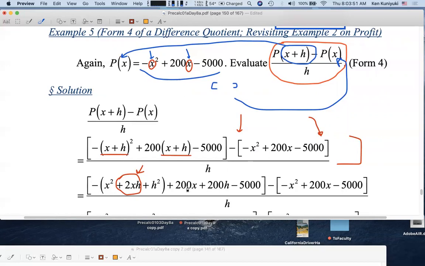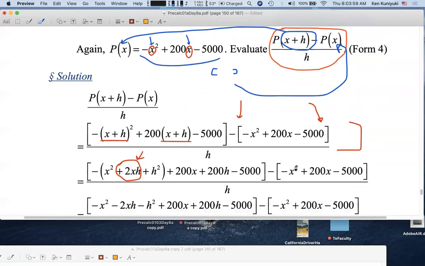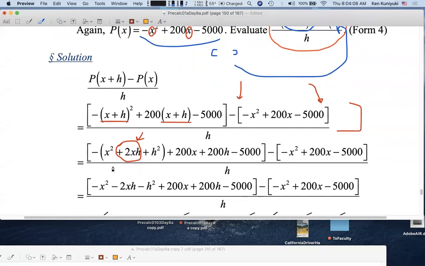Plus, here I'm distributing, 200x plus 200h minus 5,000. Minus, in brackets, again, copying P of x. All that over h. Then I distribute the negative 1 through here, the opposite of x squared, minus 2xh, minus h squared. If you haven't distributed yet, distribute, plus 200x, plus 200h, minus 5,000, minus, again, don't forget the grouping symbols, or distribute the negative 1 right now. Do one or the other. All over h.